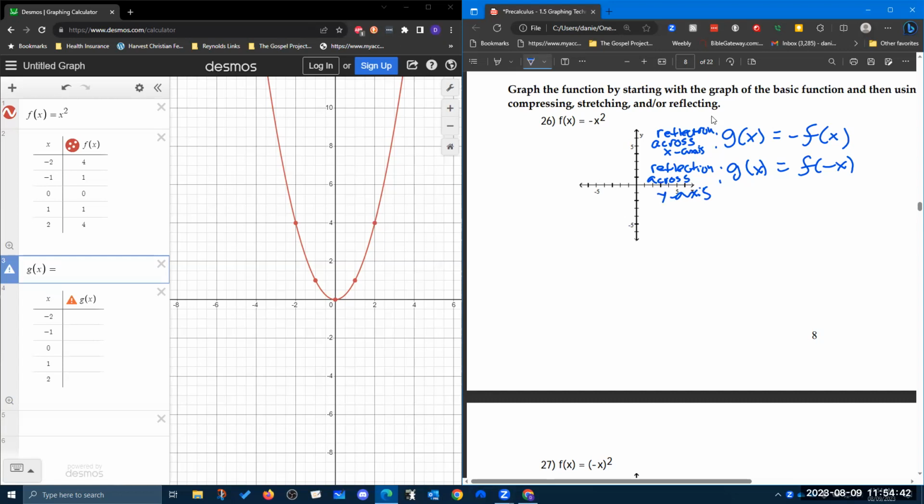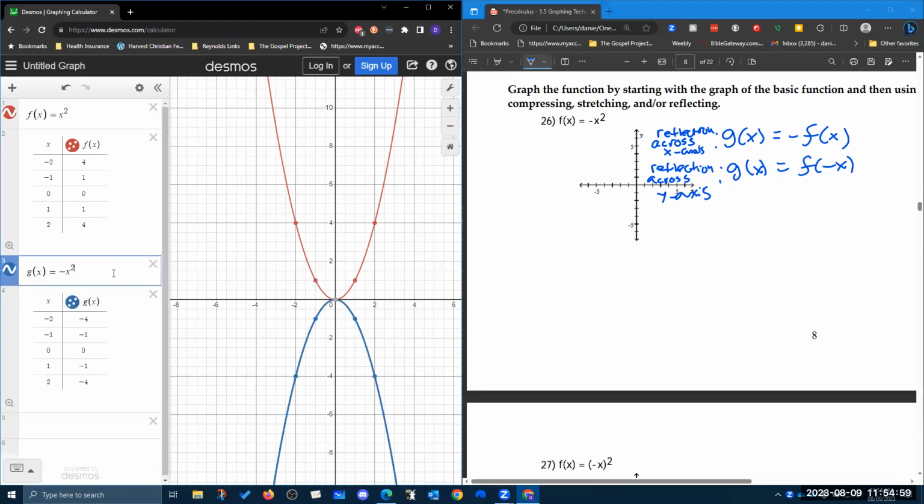I'm going to use Desmos again to help visualize this for these problems. So let's start off with y equals x squared, and we're going to reflect it across the x-axis first. And you'll see that all of the x values remain the same. The y values become the opposite y values. So (0, 0) stays the same. (1, 1) changes to (1, -1) right there. (2, 4) becomes (2, -4), and so on.